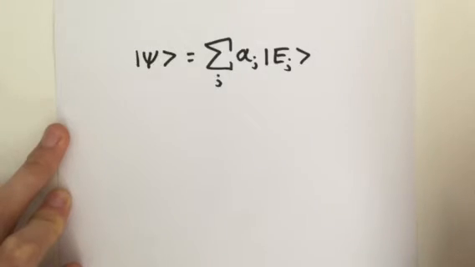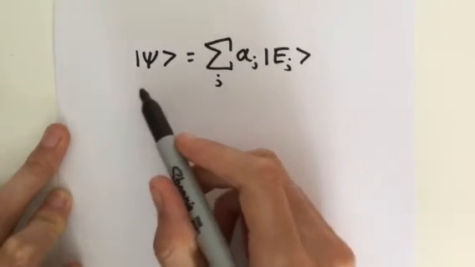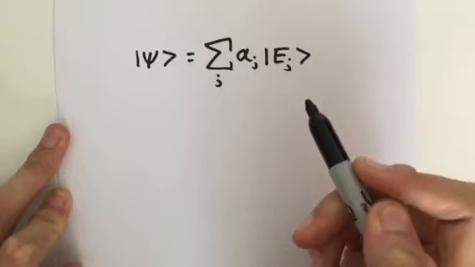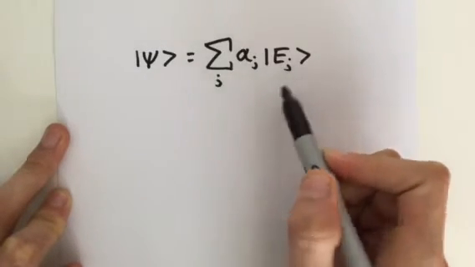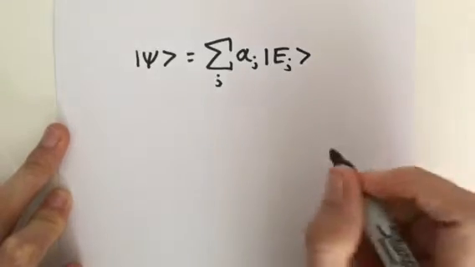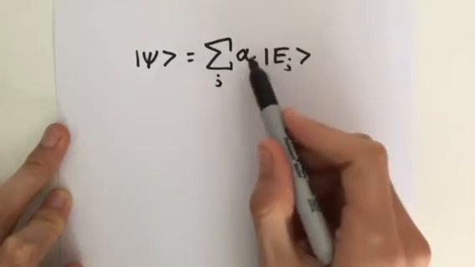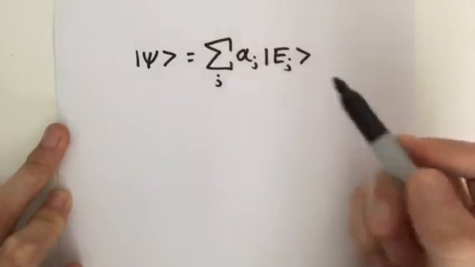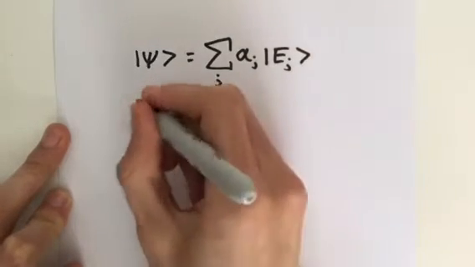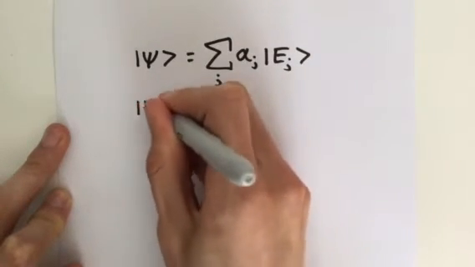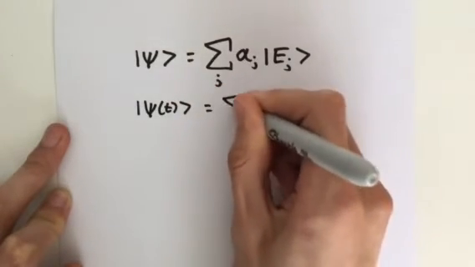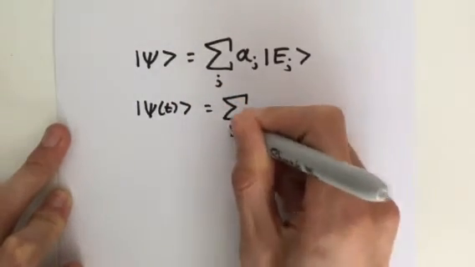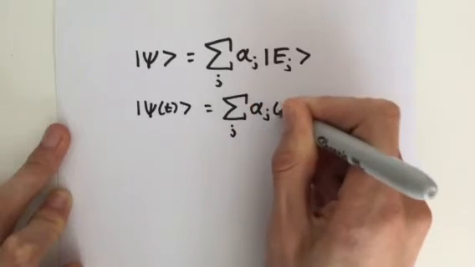Since the state vector varies with time, one of these has to vary with time. Ej can't vary with time because it's a constant, it's an eigenvector, so therefore alpha j has to vary with time. So therefore we can write psi of t equal to the sum of alpha j of t times Ej.